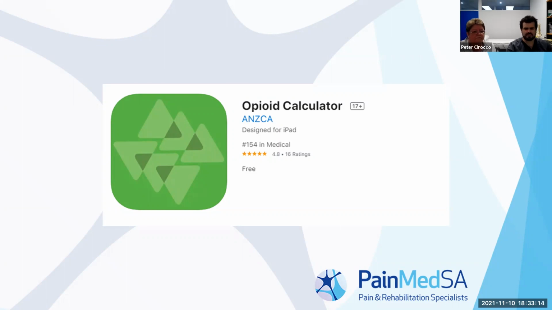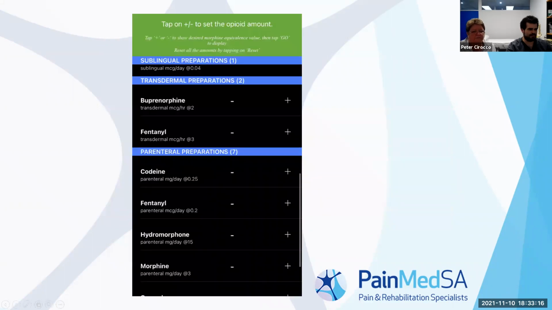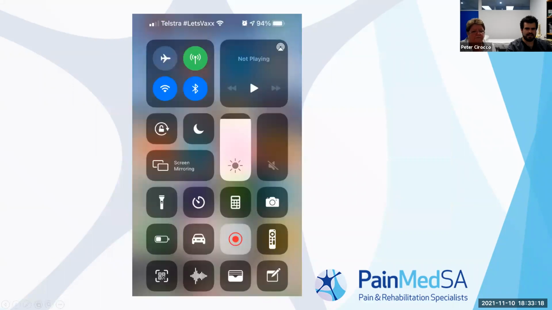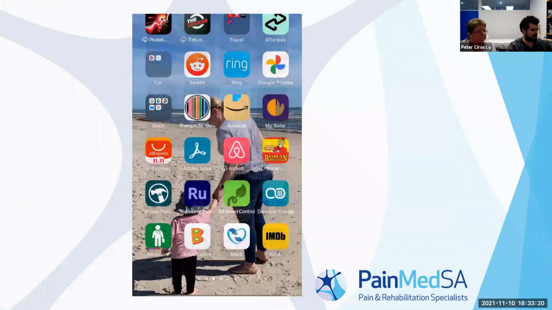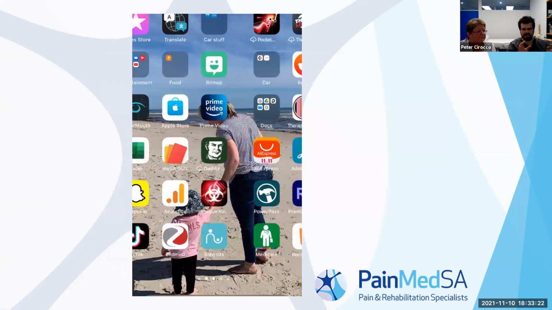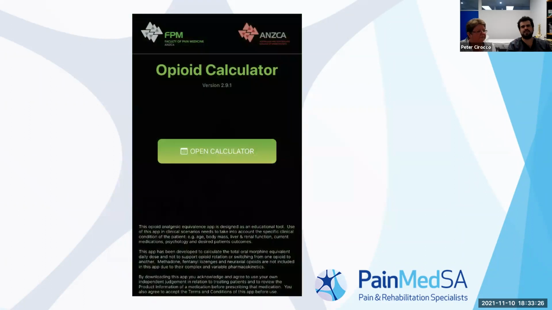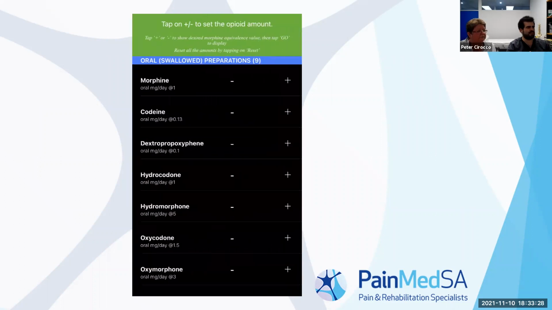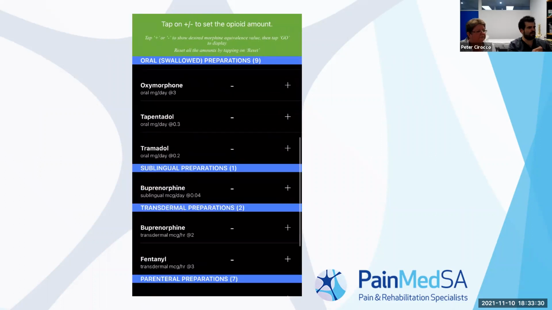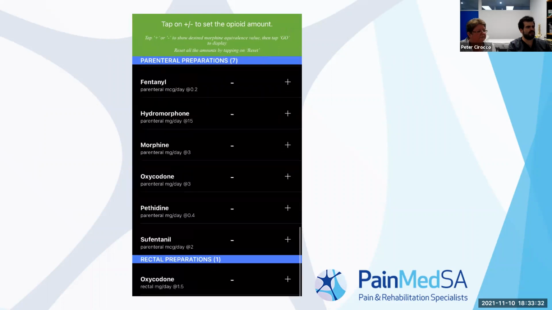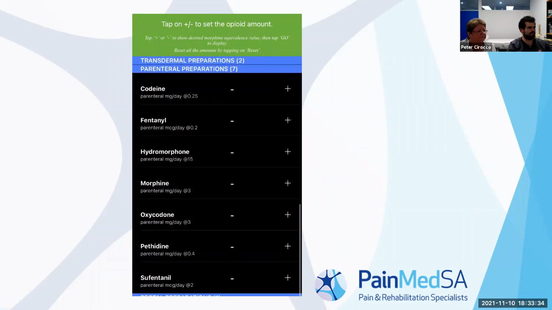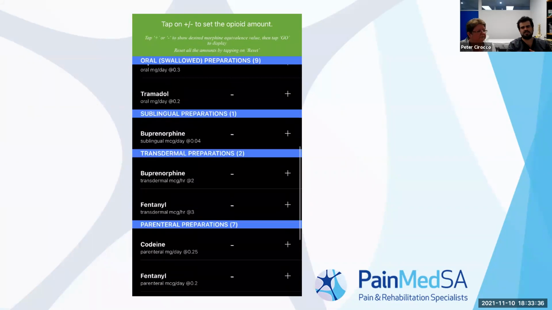But I've just got a screen recording from my phone. Excuse me if you see a couple of apps like Snapchat, ignore that one, but it's an app for the opioid calculator. If you open the calculator, this is one for a case study that we're doing very soon. It goes through the oral, sublingual, transdermal, which includes your Norspan, and parenteral preparations for injections, etc.